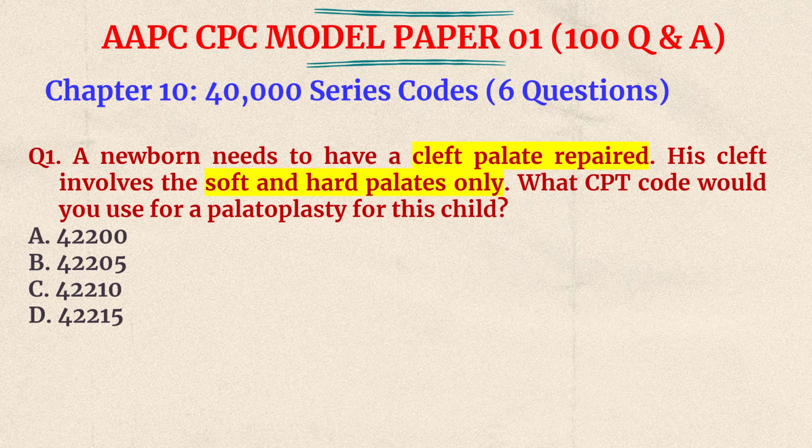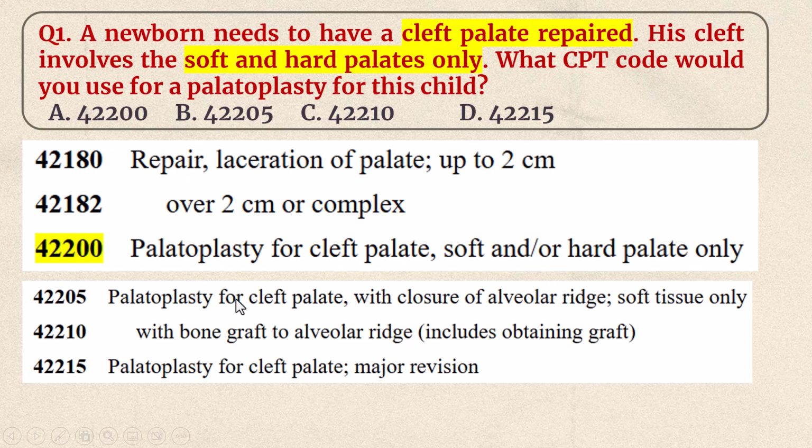Okay, here you have to highlight this is a cleft palate repair. The soft and hard palates only repaired. So when you see the codes, all the codes are adjacent codes: 42200, 205, 210 and 215. So you can use the elimination method to find the answer. Directly go to the codes. When you go to the code 42200, it says palatoplasty for cleft palate, soft and/or hard palate only. So soft and hard palate only is also included in this code. This is the code that clearly mentions the scenario here, that is cleft palate repair, soft and hard palate only. So the correct code is 42200.